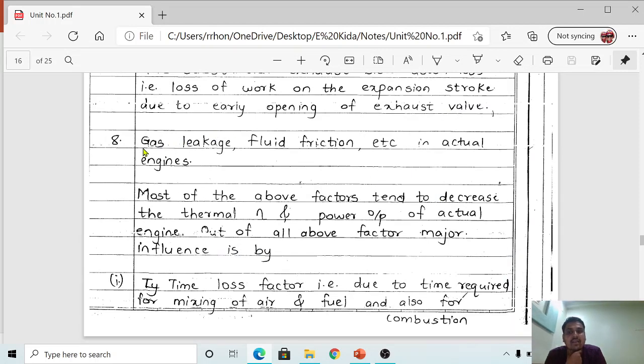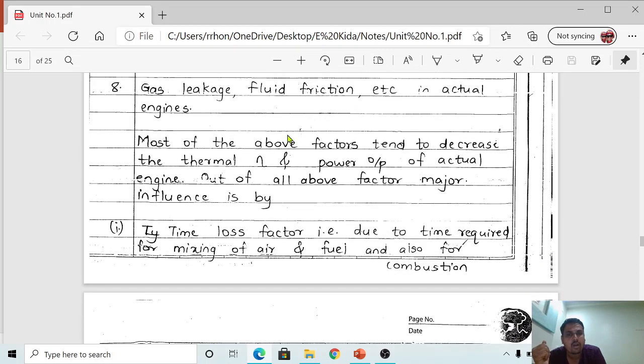Again, the next one, the gas leakage problem and fluid friction in the actual engine. Such losses are present in the real engine itself, and Mr. Nicholas Otto never considered this kind of losses. So these are all the reasons.